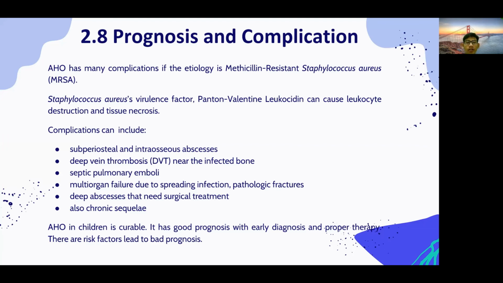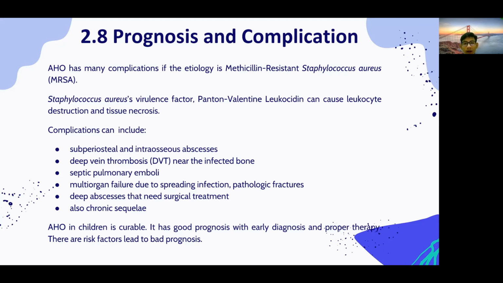I will continue the presentation about prognosis and complication. So, acute hematogenous osteomyelitis or AHO has many complications, especially if it's caused by methicillin-resistant Staphylococcus aureus or MRSA. The complications can be subperiosteal and intraosseous abscess, deep vein thrombosis, multi-organ failure, etc.